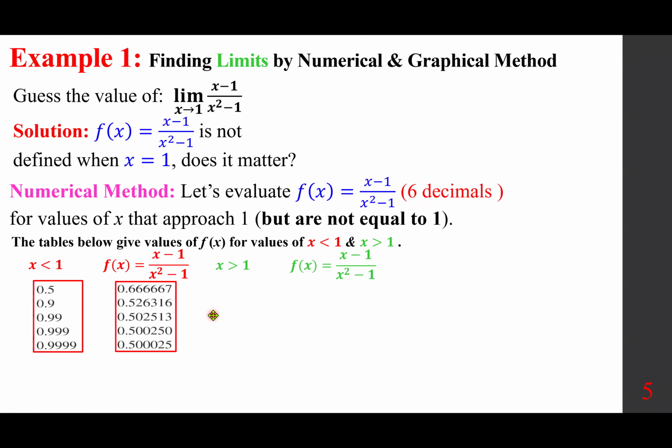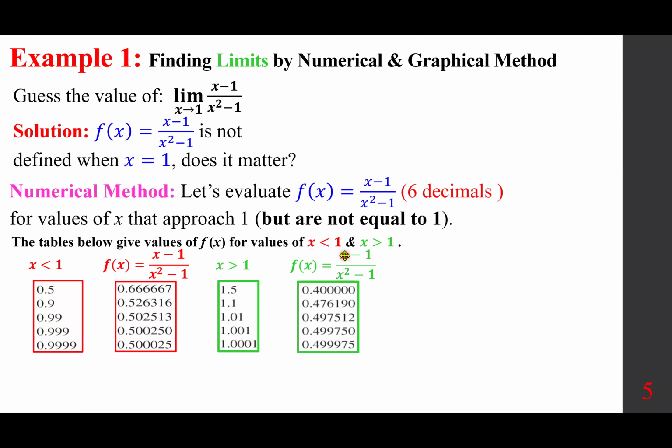Also, we're going to look at the same thing from the right side of 1. For example, 1.5, 1.4, 1.3, 1.2, 1.1. Even 1.1 is too far. So 1.01 and so on. As we add more zeros between the decimal and 1, it gets closer and closer to 1. We put it in there, we evaluate it. This is what we get.